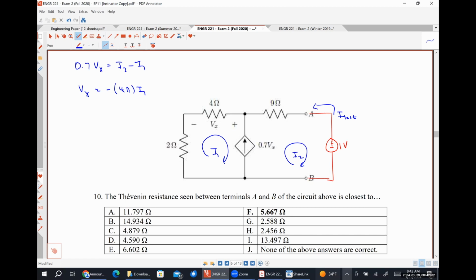And now I'm going to write a KVL equation around the outside. So that's going to be 2 plus 4 is going to look like 6 ohms I1 plus 9 ohms I2 plus 1 volt is equal to 0. And I can also observe that I test is just negative I2. And that should be enough information for us to solve for I test. Then our Thevenin resistance is just going to be 1 volt divided by I test.